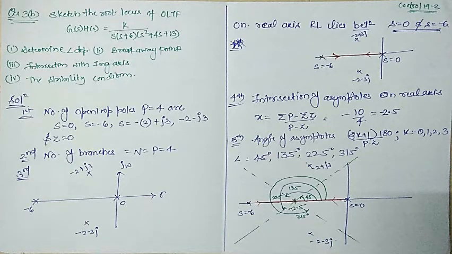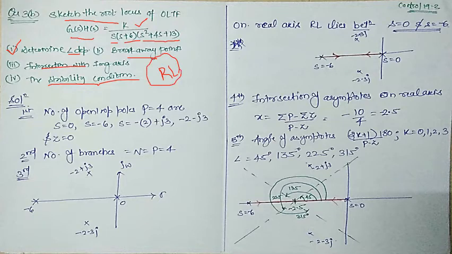The next question is 3b, and this says sketch the root locus of the open loop transfer function G(s)H(s) equals K divided by s into (s plus 6) into (s squared plus 4s plus 13). And what they are asking for, they are asking to determine the angle of departure, breakaway points, intersection with imaginary axis, the stability condition. So please remember guys, the root locus steps cover all these points. So what I am doing, I am plotting its root locus for you step by step. So let us start with the first step.